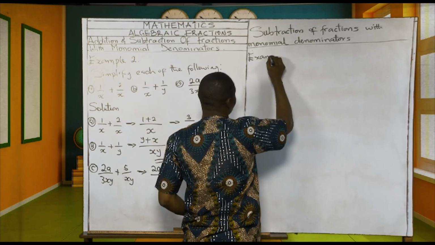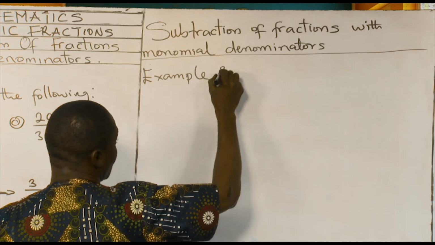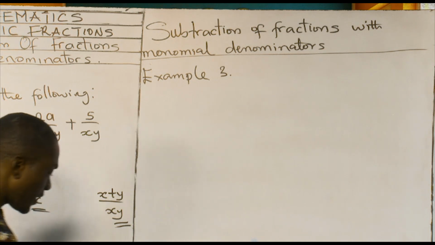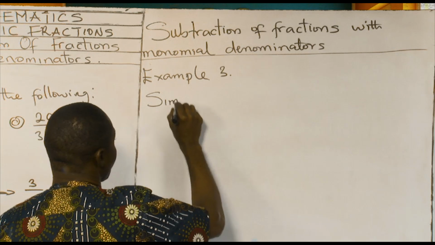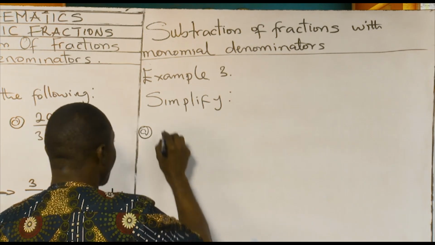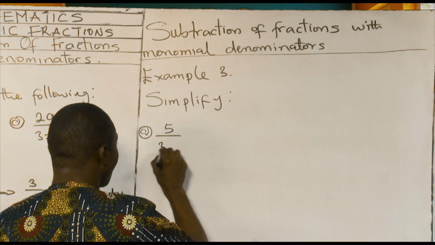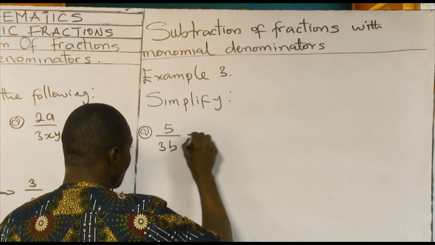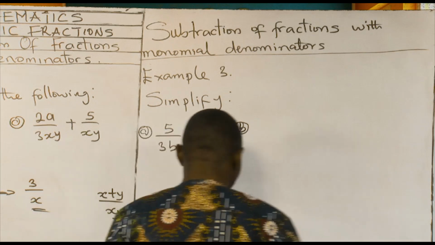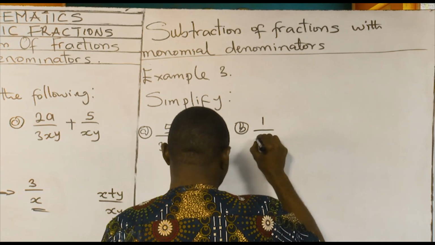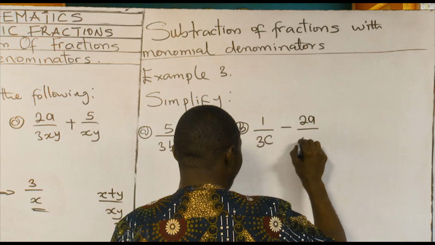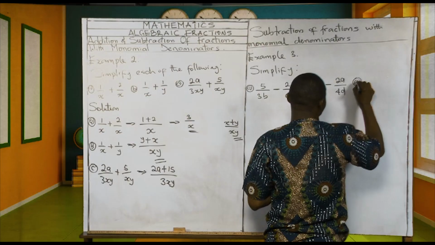Example 3. Simplify. A, 5 over 3b minus 2 over c. B, 1 over 3c minus 2a over 4d.